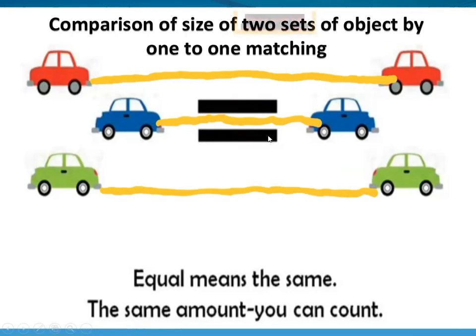Drawing an object-by-object line between each pair of cars, we find that each car has another car, and the cars are in the same quantity, or we can say equal quantity. As we see here, the number of cars is 3, and the second number of cars is 3. So now move to the next one.